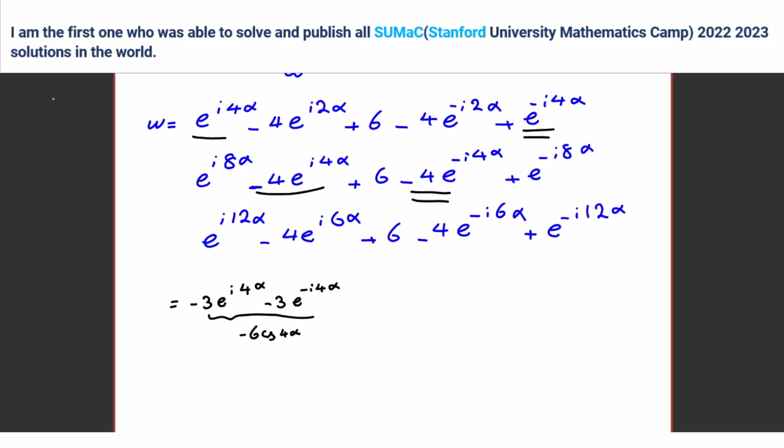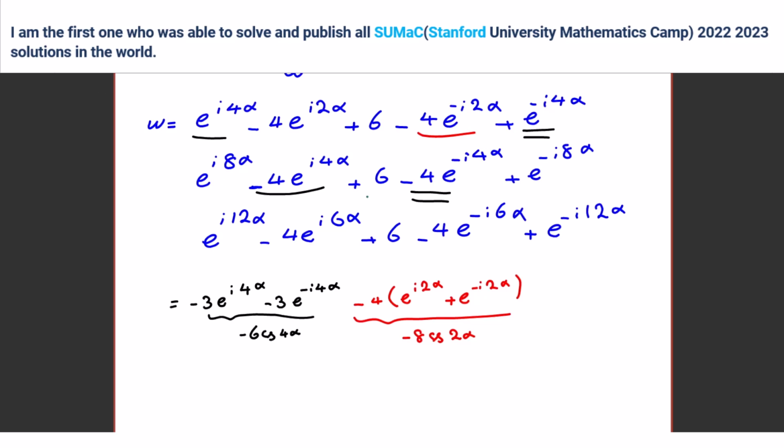Then what about the next part? You considered again 2 alpha. Yeah, negative 4e to the i2 alpha, and there's a negative 4e to the negative i2 alpha. Okay. And then that plus gives me e to the negative i2 alpha, right? Yeah, so this is negative 8 cosine 2 alpha. Yes.